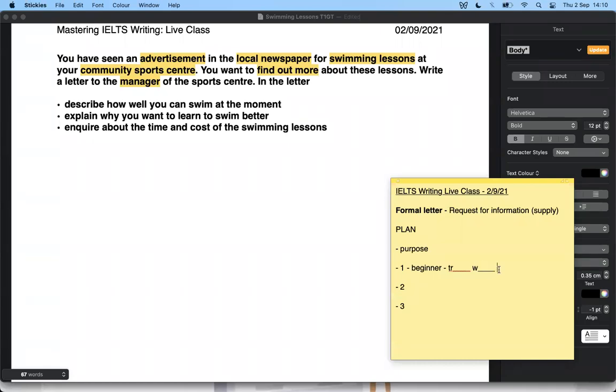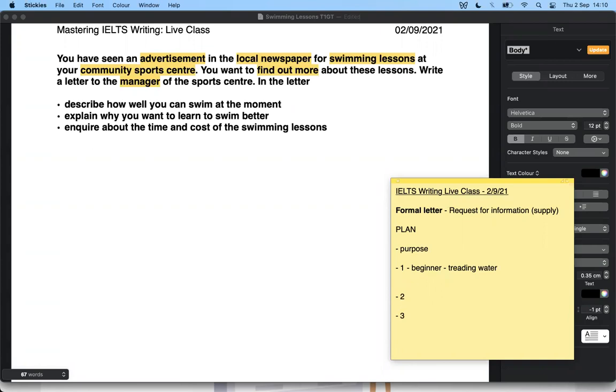So what this is called is treading water. Treading water is just keeping yourself afloat in one place. You're not swimming, but you're just moving yourself to keep your head above the water. So treading water, some really nice vocabulary that you could use.